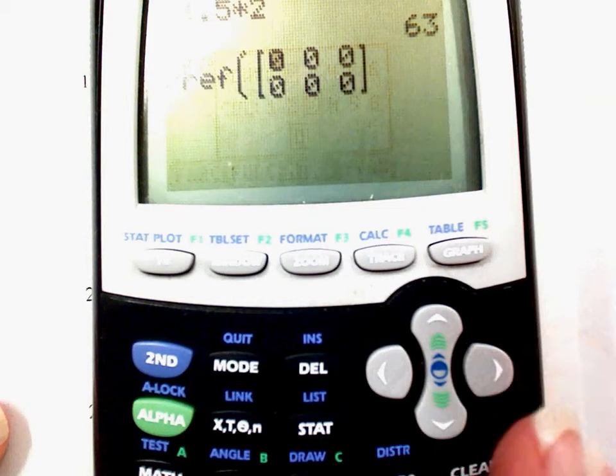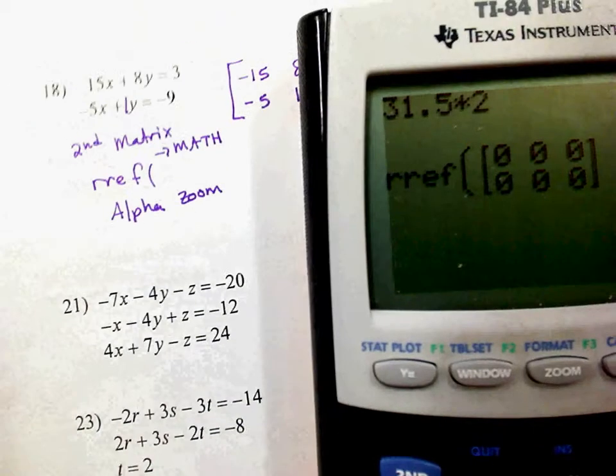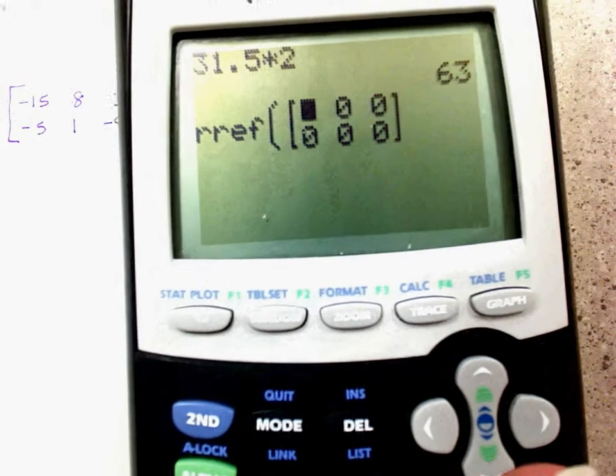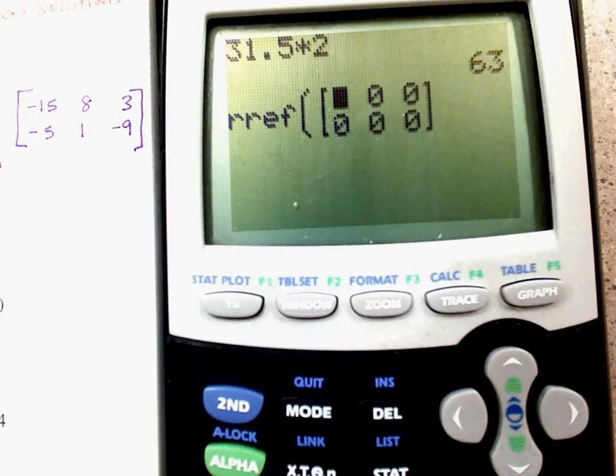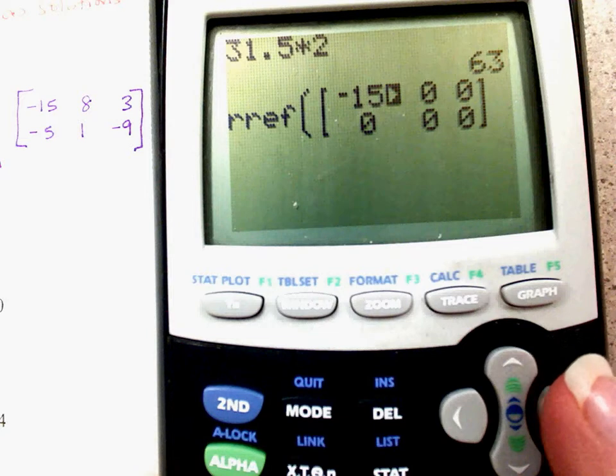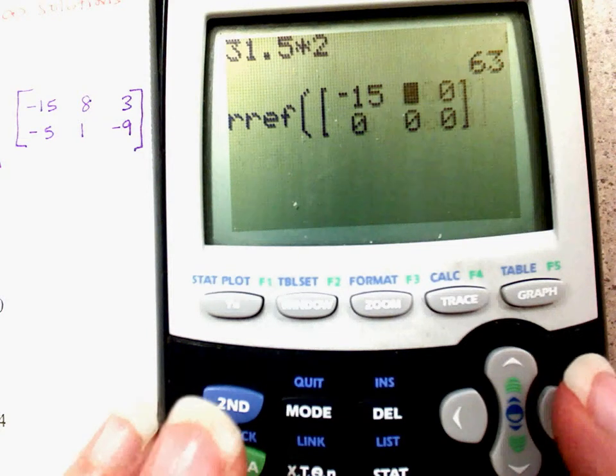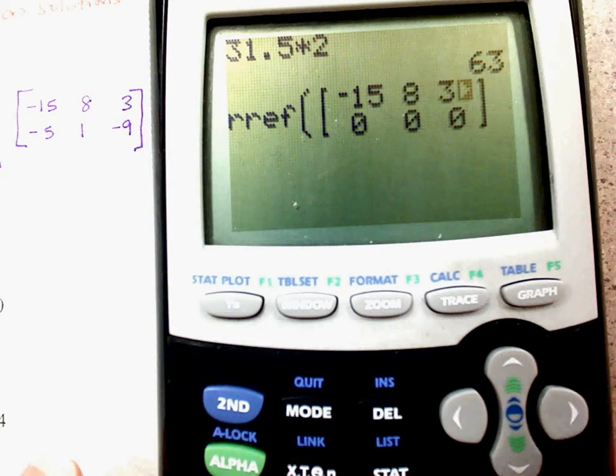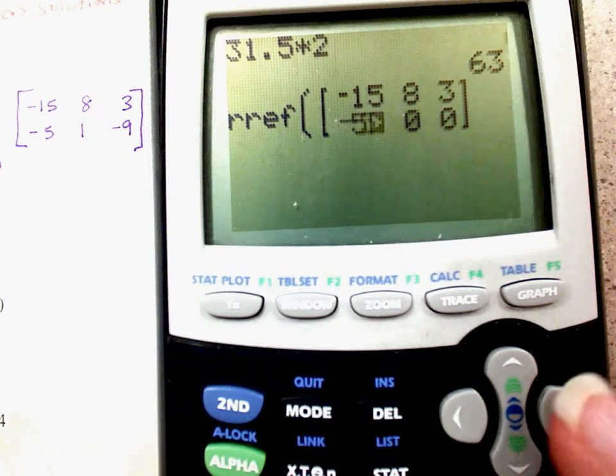Okay, all I need to do is go to the right every time I type in a number, right? Go to the right, 8. Go to the right, 3. Go to the right, negative 5. Go to the right, 1, and negative 9. I press enter. Now, I don't have to write this matrix out.